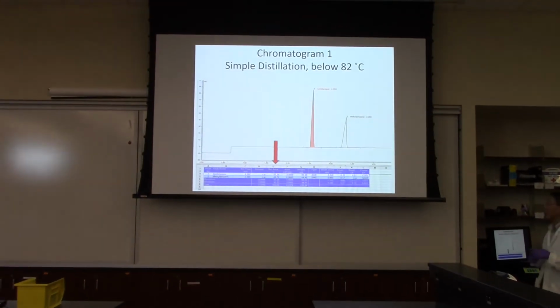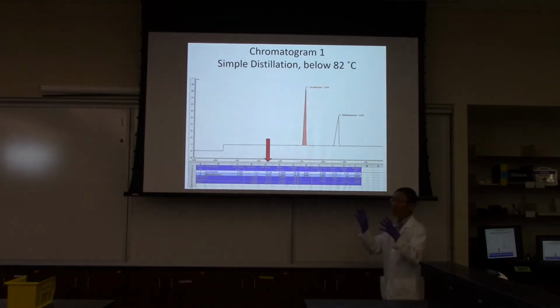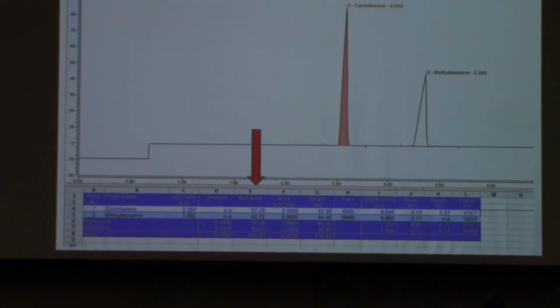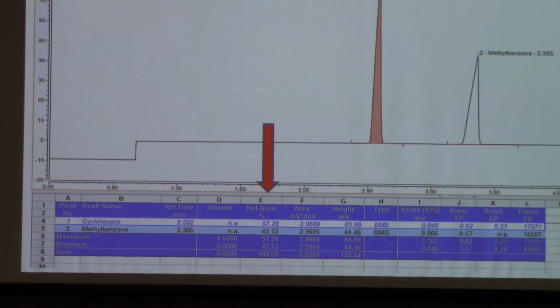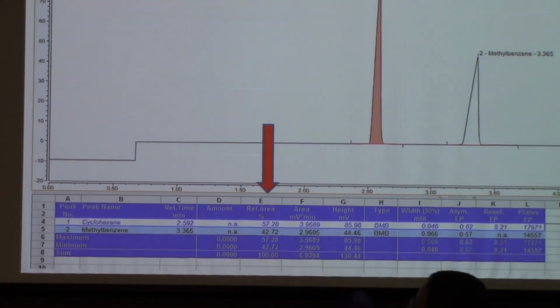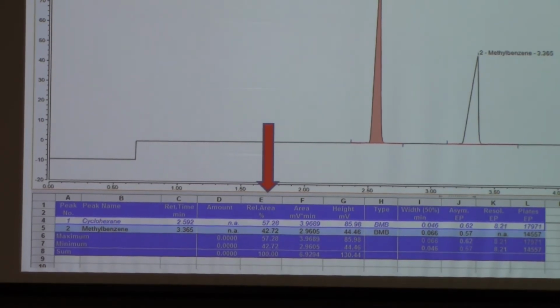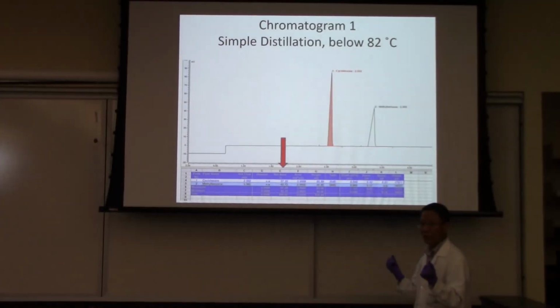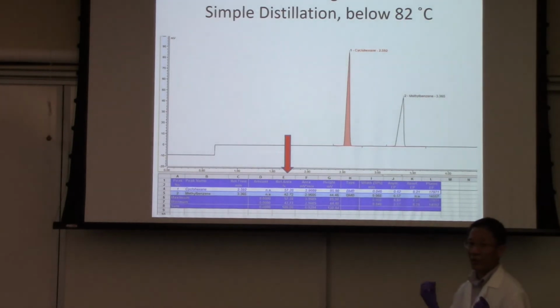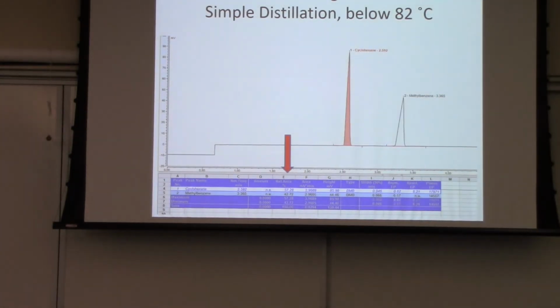So we will be looking at this particular column, and we know the first component that comes out below 82 degrees, the majority of that distillate, should be cyclohexane. Now, if you look at the percentage here, we got 57.28% cyclohexane, yet we still have 42.72% methylbenzene. So it is still a mixture, but we do have a simple majority as cyclohexane, the lower boiling point component that comes out first.